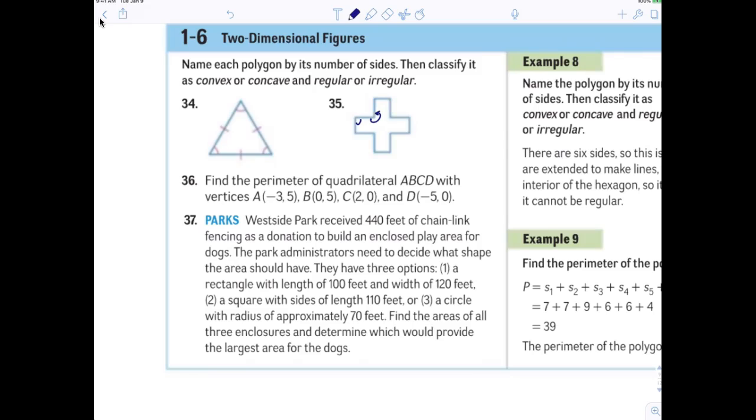And also, it has to be convex. Okay? It has to be convex. So anytime something's concave, it's not going to be regular. All right?